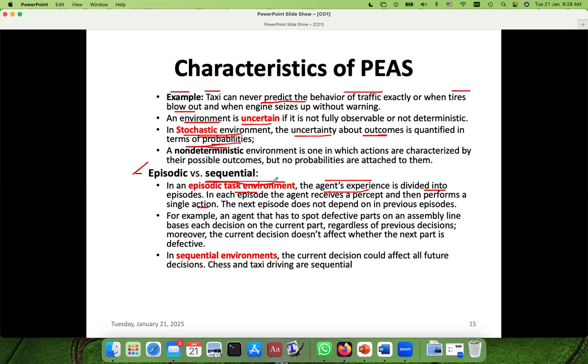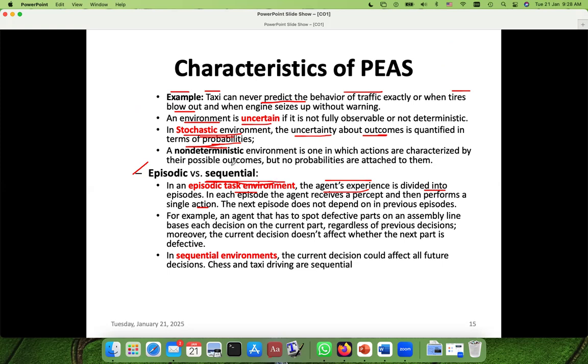The next episode, you can say the next step, does not depend on the previous step, and we are calling that step an episode. Or you can also call that episode a state. So the next state does not depend on the previous state, you can say. But here the word is episode, so use that word.